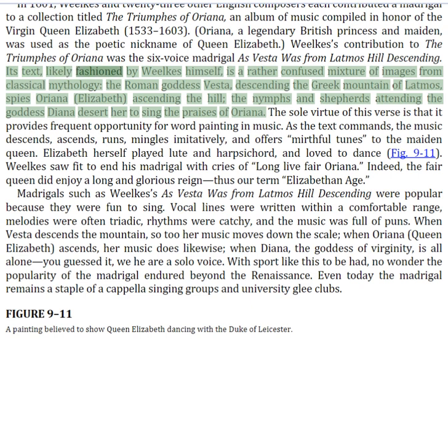Its text, likely fashioned by Weelkes himself, is a rather confused mixture of images from classical mythology: the Roman goddess Vesta, descending the Greek mountain of Latmos, spies Oriana ascending the hill, the nymphs and shepherds attending the goddess Diana desert her to sing the praises of Oriana.